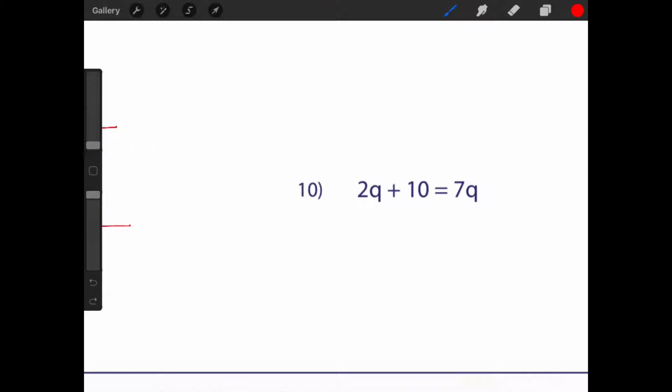If I want to get all of the q's on one side and all of the numbers on the other, I'm going to start by doing the opposite to move my q's over to the right hand side. It doesn't matter which direction you go, but that's the one move that I can do, put it over on the other side so the 10 is separated from the q's. So the opposite of positive 2q is subtract 2q from both sides of the equation.